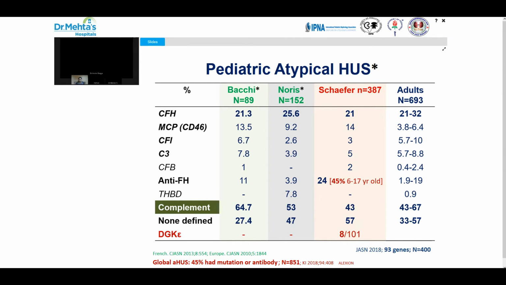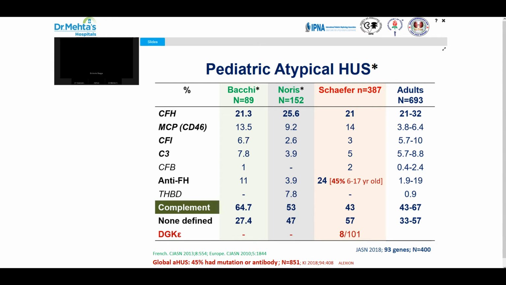And the three commonest causes that really stand out worldwide are mutations in the complement factor H gene, CD46 or the membrane cofactor protein, MCP. CFI and C3 are lower, but antifactor H antibodies are clearly an important cause for atypical HUS, particularly in children. Even in Dr. Schaefer's global HUS registry, almost 45% of the 6 to 17-year-olds had antibodies. And we'll talk about our experience now.